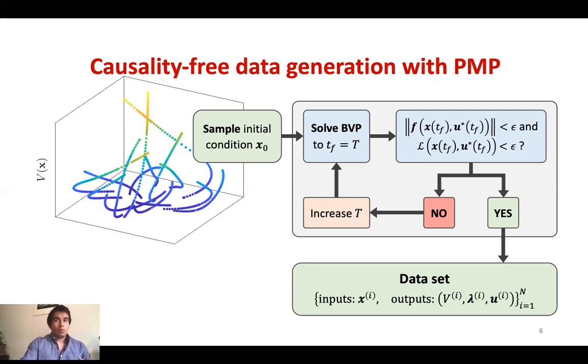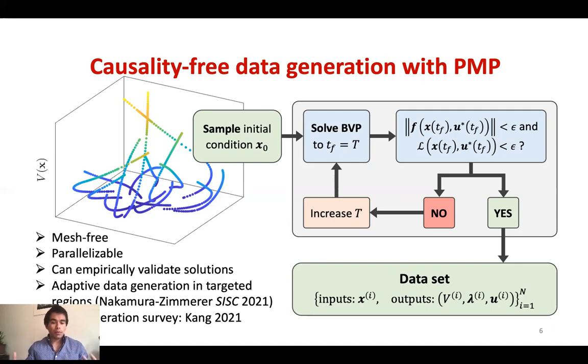And we like to call this causality free, because you don't need to know the solution at nearby points. And that causality free property lets you be free of a mesh. You don't need to build a new spatial grid. You can solve these BVPs in parallel. You can also make an independent data set to empirically validate your solutions, and we'll use that concept later. You can also do adaptive data generation, particularly making training data in a region that you really care about. And I'll refer you to a recent survey that we put out in Physica D this year that talks about a lot of different data generation methods for optimal feedback control.